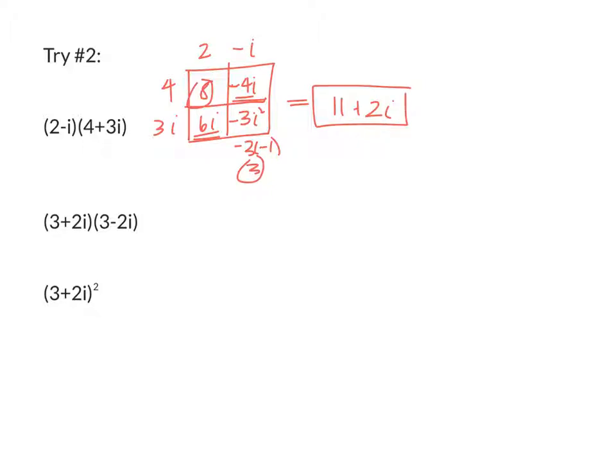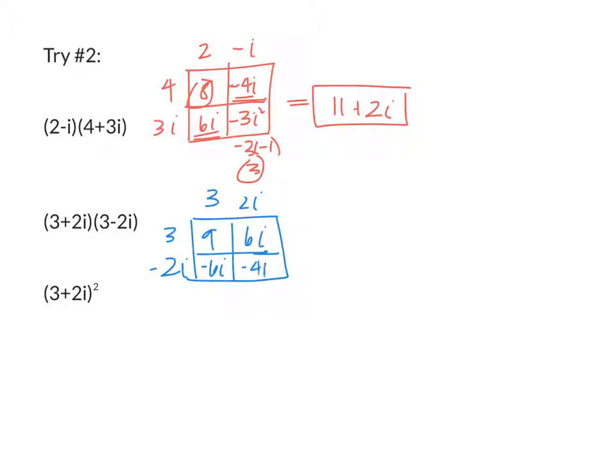On the second one, again, we're going to use a box to help us see this just a tad better. So this would be 3 and 2i, and then 3 and negative 2i. So this is 9, negative 6i, 6i, and negative 4i squared, which is really negative 4 times negative 1, which is really 4. So again, your real numbers are 9 and 4, which gives you 13. And then this time the i's are going to cancel, so our only answer is 13.